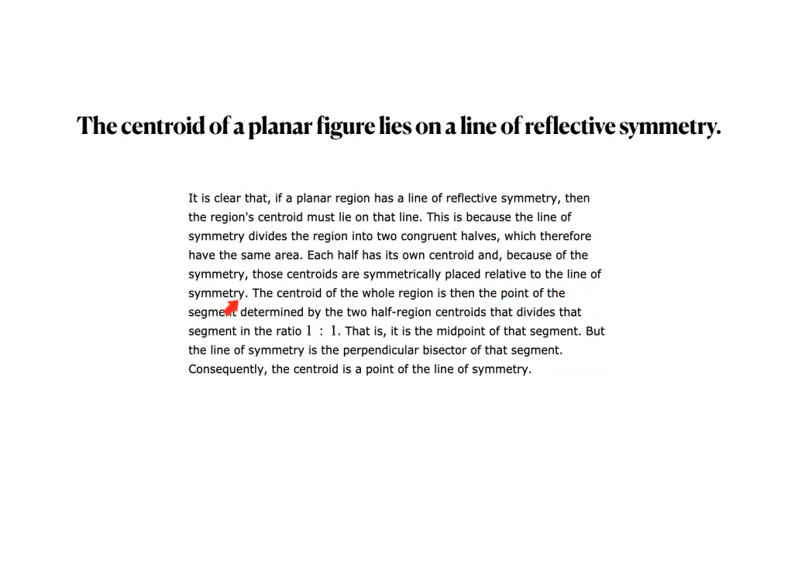Each half has its own centroid, and because of the symmetry, those centroids are symmetrically placed relative to the line of symmetry. The centroid of the whole region is then the point of the segment determined by the two half-region centroids that divides the segment in the ratio 1:1. That is, it is the midpoint of that segment, but the line of symmetry is the perpendicular bisector of that segment. Consequently, the centroid is a point of the line of symmetry.